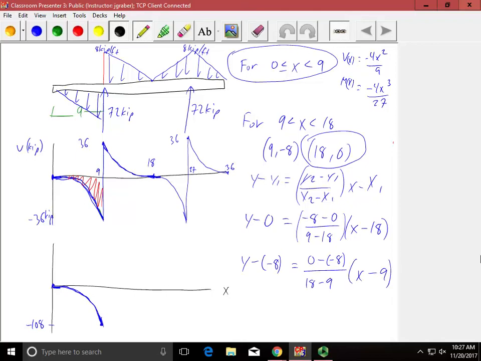Oh, maybe that's an advantage of point slope form instead of mx plus b. Yes. Point slope form is cool then. What I like about it is you only have to remember one thing if it's point slope form. Okay, thank you.